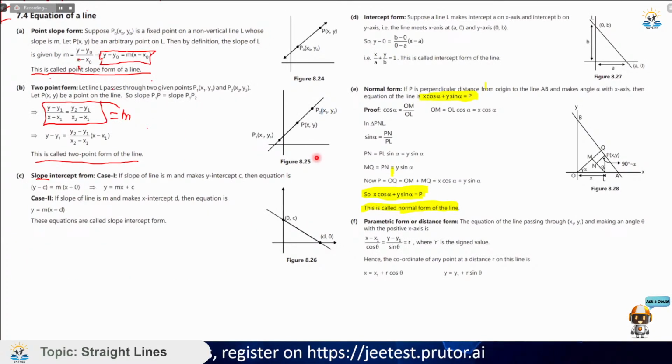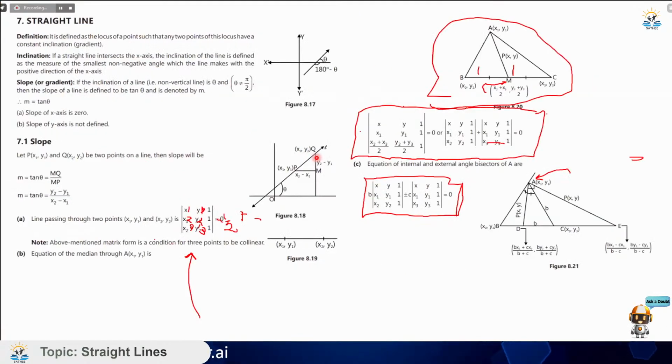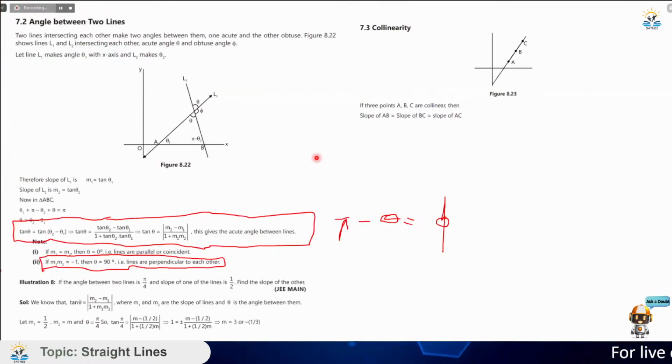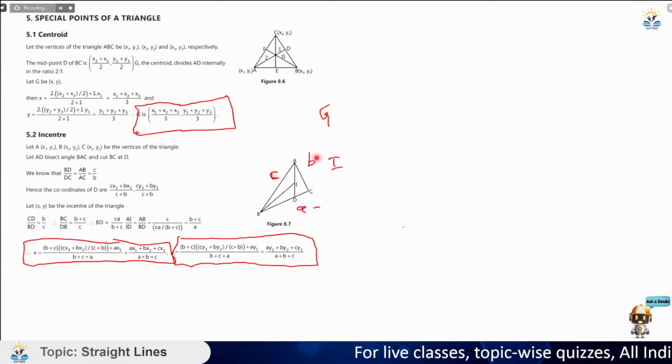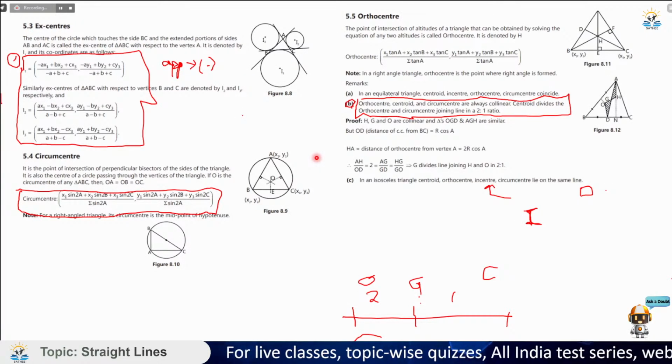We also saw the types of equation of a line: point slope form, two point form, slope intercept form, normal form and parametric form. Then we saw the angle between two lines, a very easy formula: m2 minus m1 upon 1 plus m1 m2. Then the important points of a triangle: centroid, incenter, circumcenter, excenter, orthocenter, where G divides O and C in the ratio 2:1.